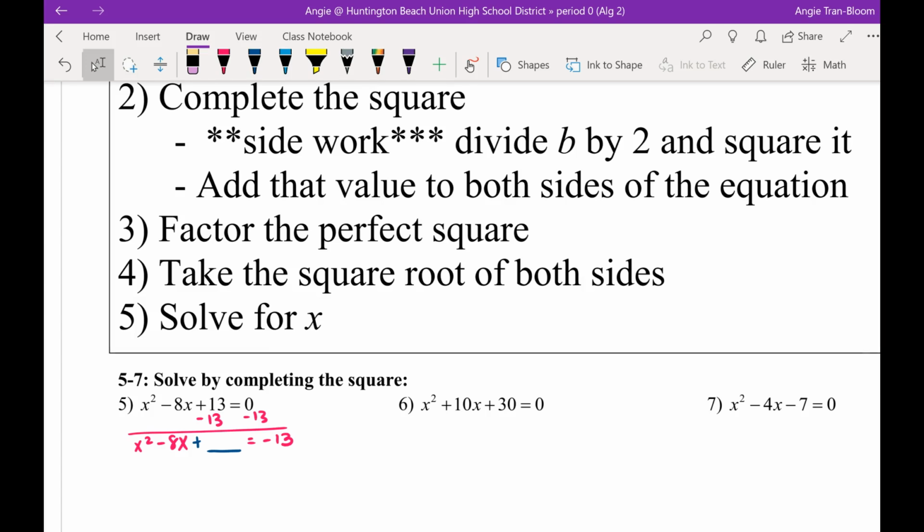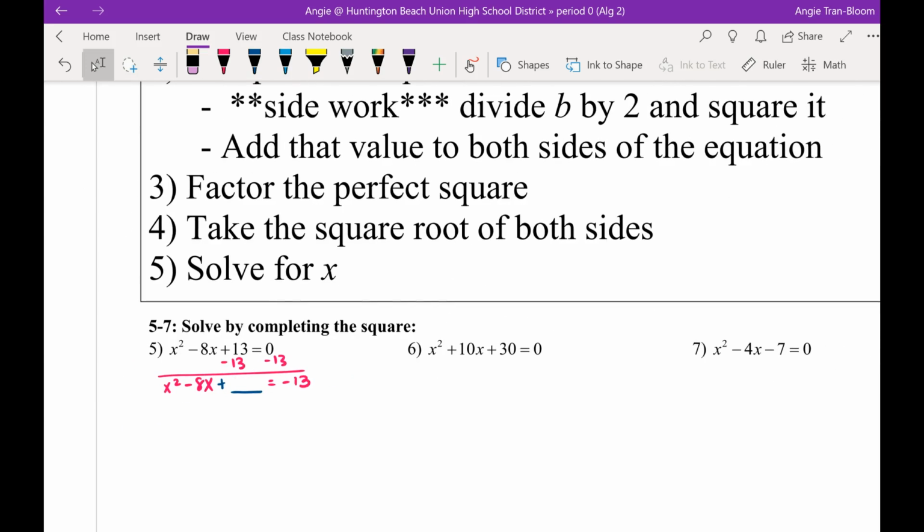8x. B doesn't require x. B is just what? B is -8. If there's a minus, take that with you, okay? So side work, this is where it's going to come in. Take B, which is -8. We're going to divide that by 2, okay? So once you divide by 2, what do you have?